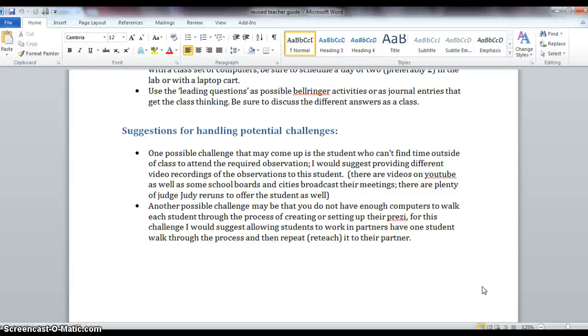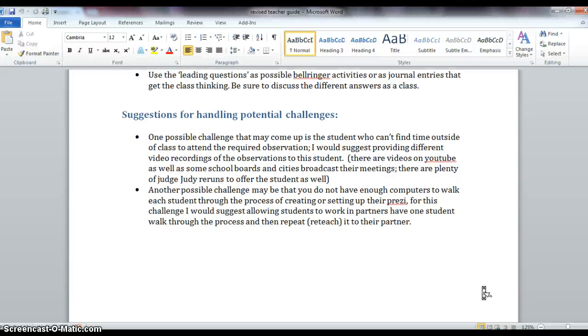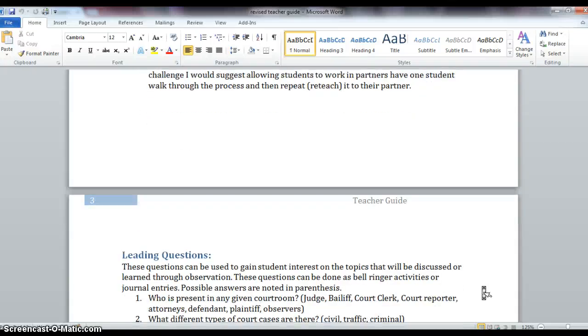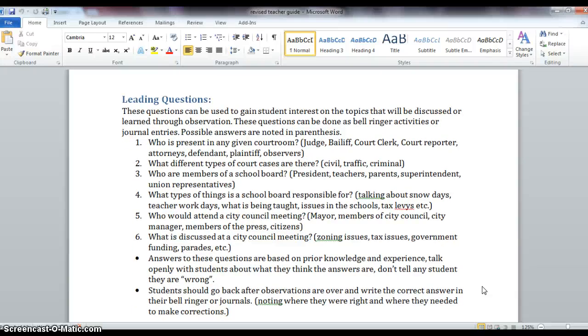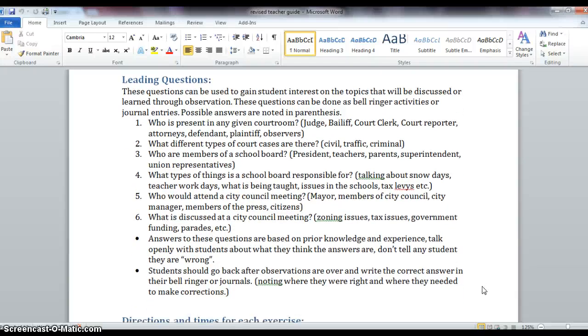Another challenge I thought of could be not enough computers, and then I thought that students could work in partners and take turns and help each other out that way. The leading questions, again, are different board works or journal entries that could be used. There I provided six, and this particular lesson would only be about three or four days in class, including time for students to do the peer reviews.